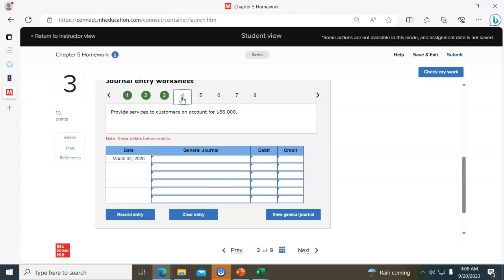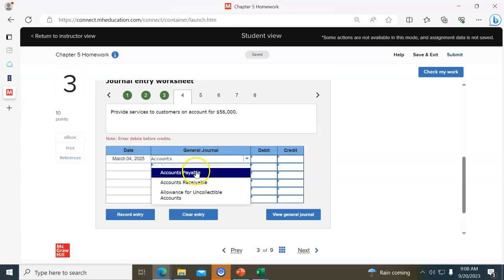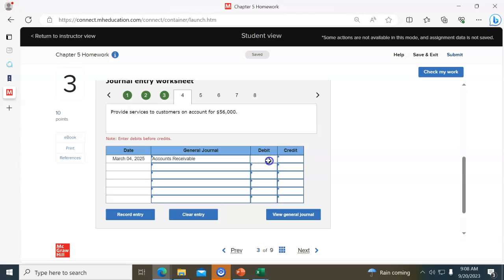Provide services to customers on account for 56,000. So guys, this was 2024. Now we're in 2025, okay? Provide services to customers on account 56,000. Accounts receivable 56,000. And what?